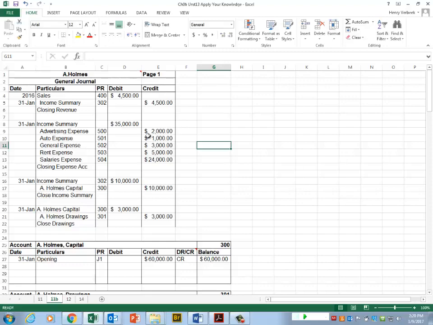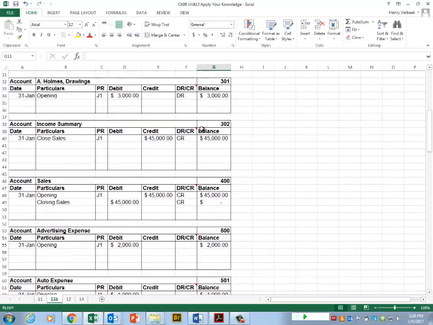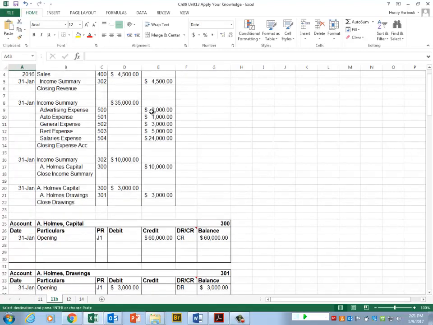The first thing I'm going to do is debit the income summary, and then we're going to say closing expense, and that's going to be debit of 35,000. We're going to go equals 45 minus that one, enter, and it's still a credit because it's still a credit of 10,000. Even though we debited, you still put a credit there. Same date again, and we can move up, and now we need to close all of our expenses.